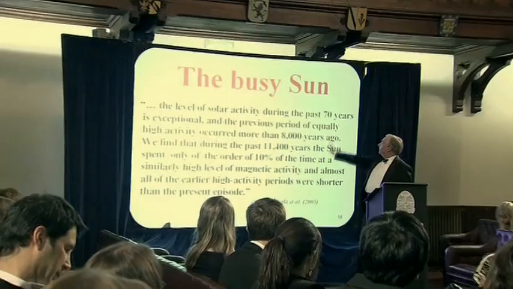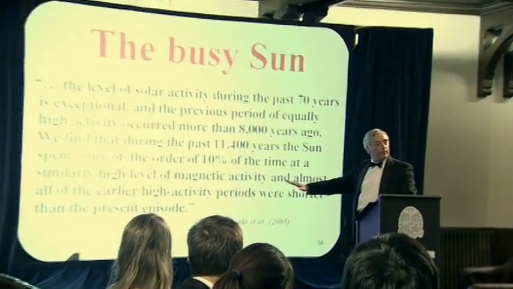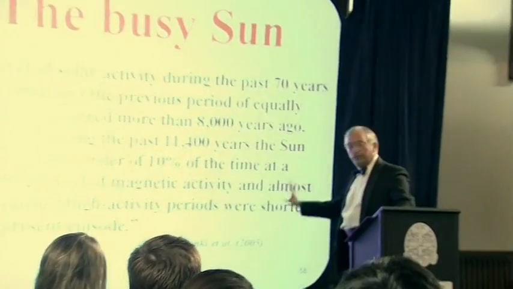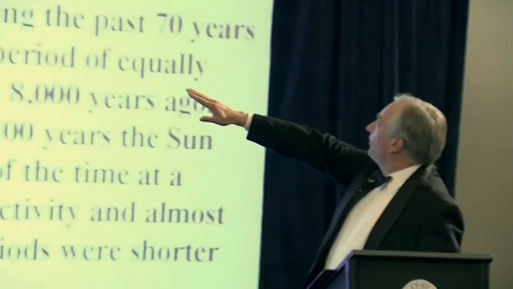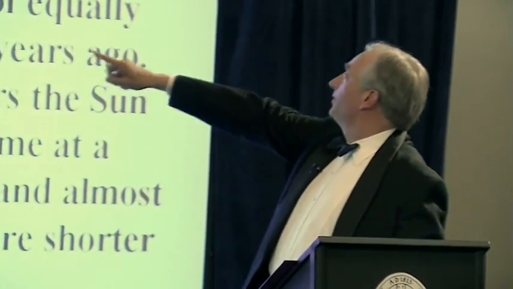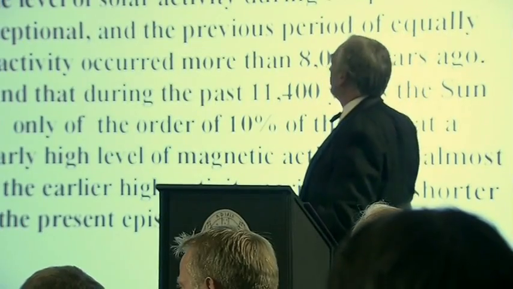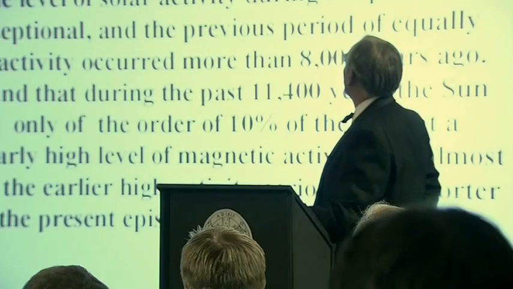Now, let's go to this very interesting paper by Sami Solanki. He's one of the most expert solar physicists. He's very balanced. He doesn't take either side in this debate. What he says is the level of solar activity during the past 70 years is exceptional, and the previous period of equally high activity occurred more than 8,000 years ago.